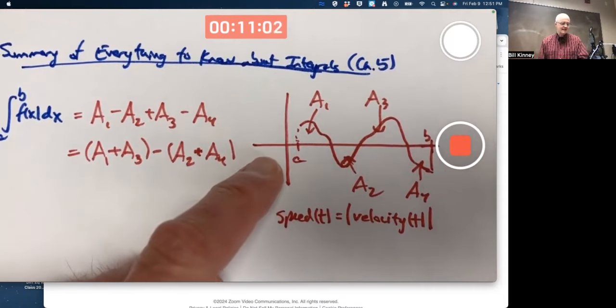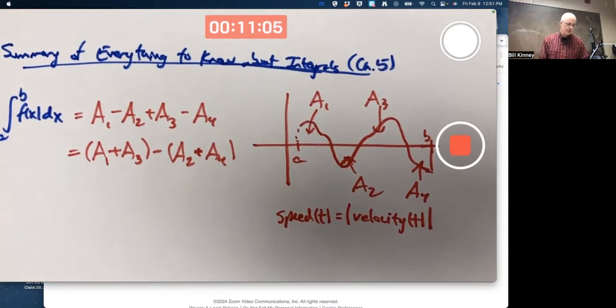When integrating the velocity, you could get a negative number. I mean, it looks like A1 and A3 are bigger than A2 and A4, so I get a positive number in this case. But this is back and forth motion. You could end up to the left of where you started. The displacement could be negative. You want to be able to allow for that and be able to detect when that happens, so to speak.